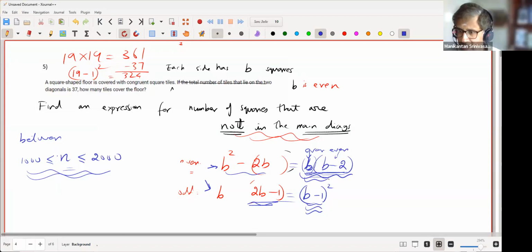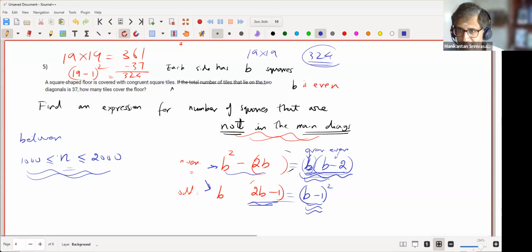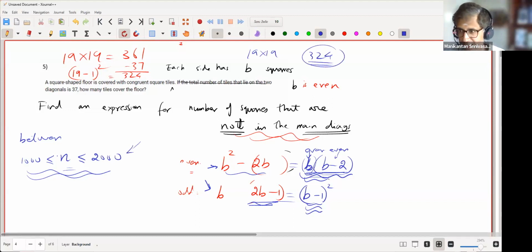Does it make sense, guys? So for example, in the 19 case, a 19 by 19 tile, we found the answer was 324 squares which were not in the main diagonal. But 324 is not in the 1000 to 2000 range. But there are other numbers in this range. So how many numbers in this range 1000 to 2000 could be the number of squares that are not in the main diagonal? Is the question super clear to everyone? Sana, you're clear? Snigdha, you're clear? Okay, good. Now get to working.